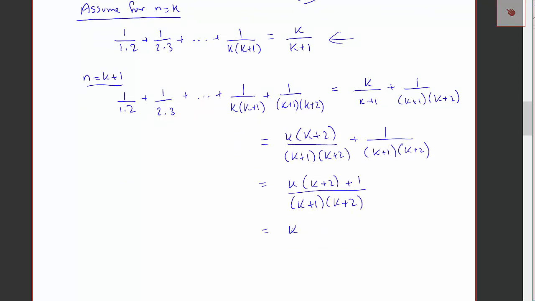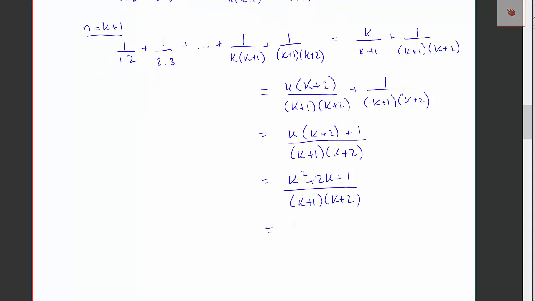and that's going to give me k squared plus 2k plus 1 over (k plus 1)(k plus 2), and the top factorizes to (k plus 1) all squared over (k plus 1)(k plus 2), and so I'll end up with the target expression of k plus 1 over k plus 2, and then all you need is a closing statement.